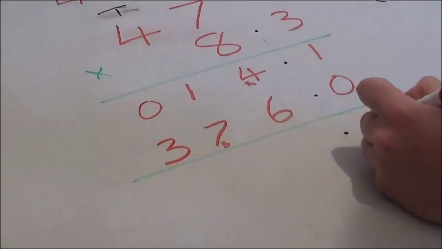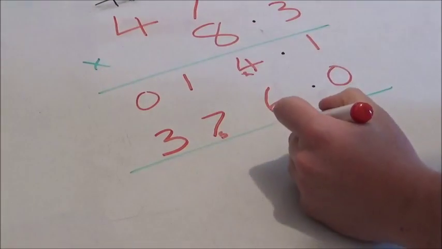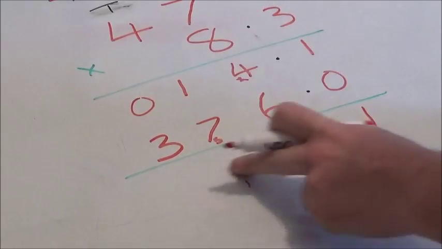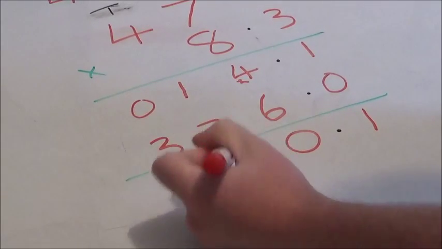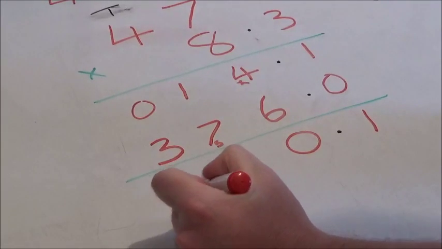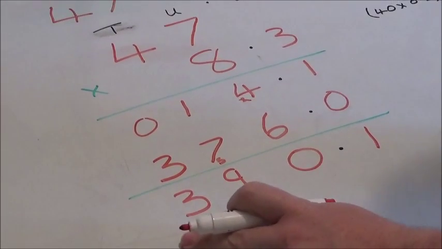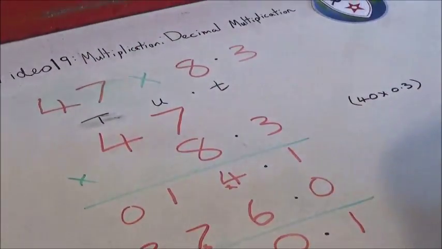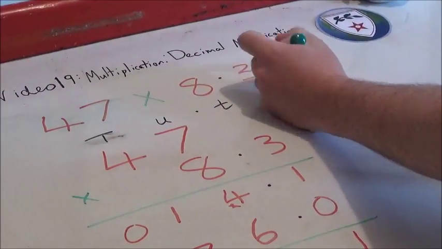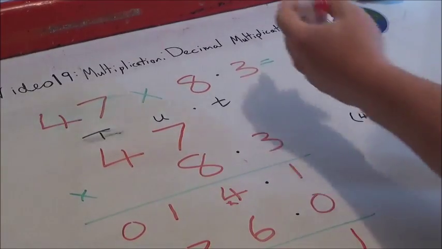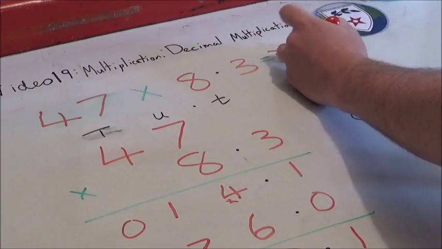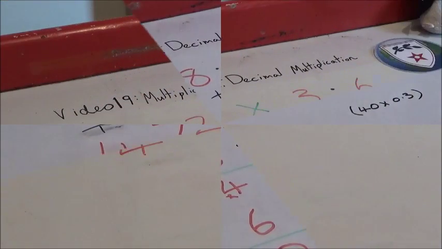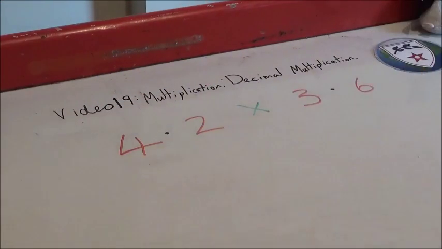1 and 0 is 1, 4 add 6 is 10, 7 add 1 is 8, add the 1, 9, and 3 add 0 is 3. So here we have the answer 390.1. So 47 multiplied by 8.3 equals, or is the same as, 390.1. Okay, and finally we're going to look at a decimal multiplied by a decimal.